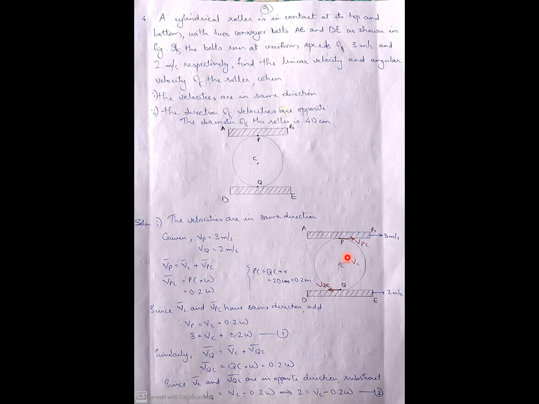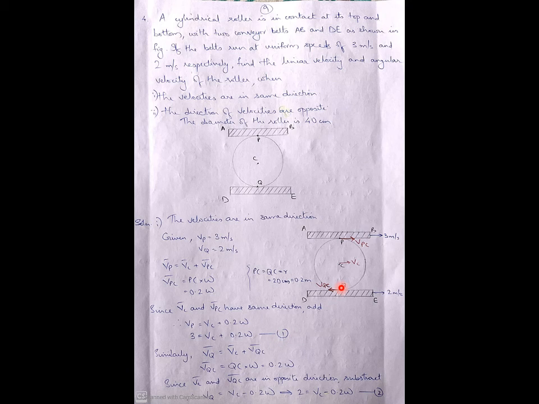Now, how to find velocity of P? It is velocity of C plus velocity of P with respect to C. Both are in the same direction. So just add it. Velocity of P is given as 3. So it is 3 equal to velocity of C plus 0.2 omega. VC and omega are unknown. Let it be equation 1.